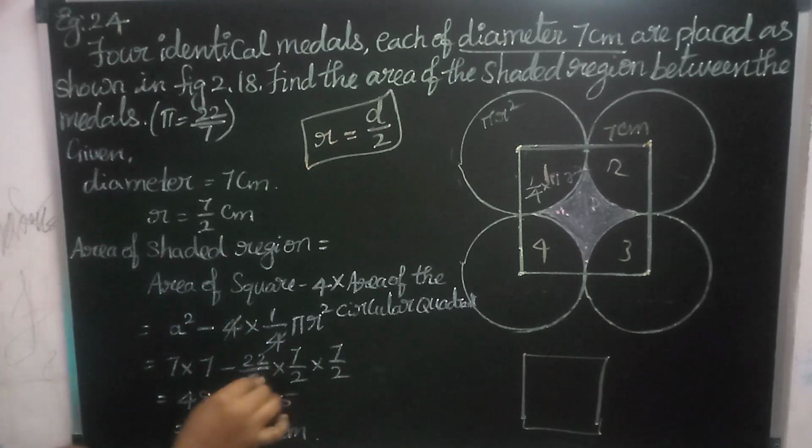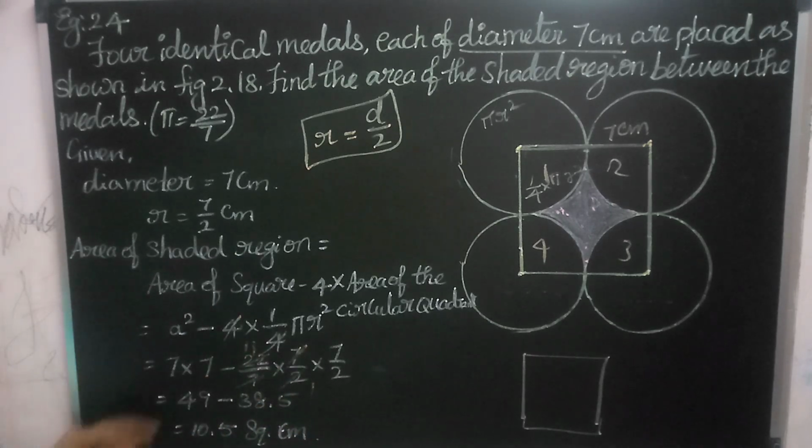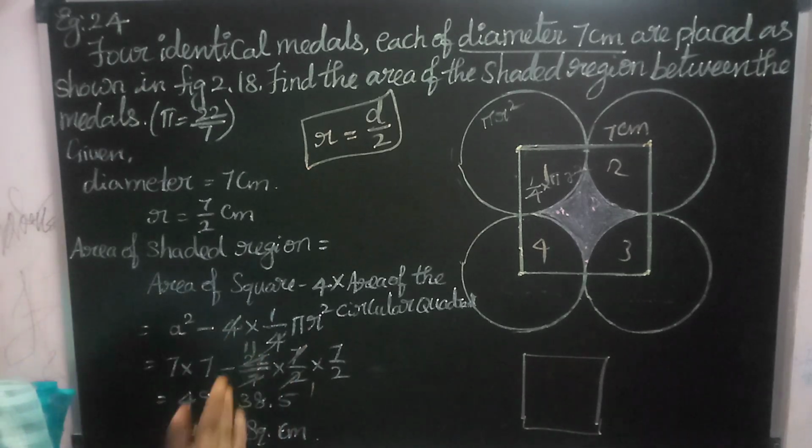Now cancel the 7, 7 will get cancelled. 2 elevens are 22, 11 into 7 is 77 divided by 2. If you divide now, we get 38.5. Here 7 sevens are 49. So we get 49 minus 38.5. If you subtract now, we get 10.5 square centimeter. So the area of the shaded region is 10.5 centimeter square. Did you understand this sum?